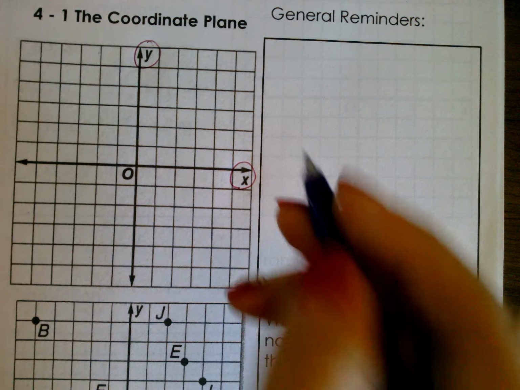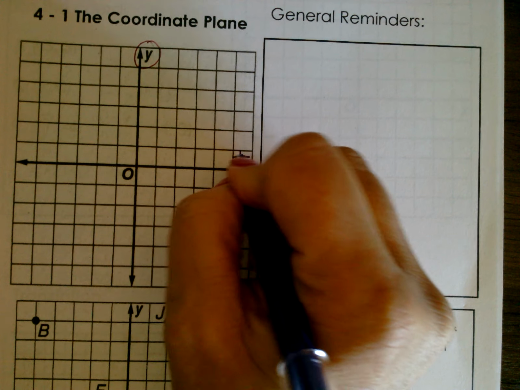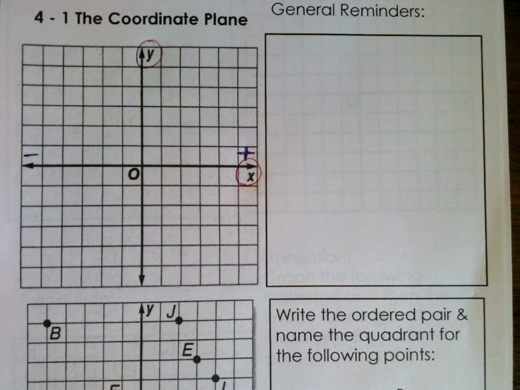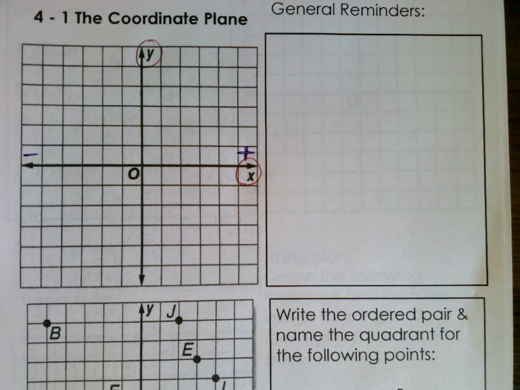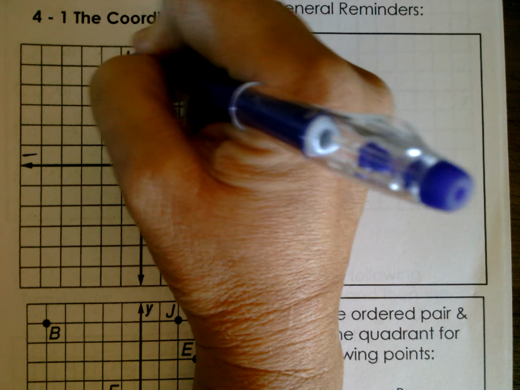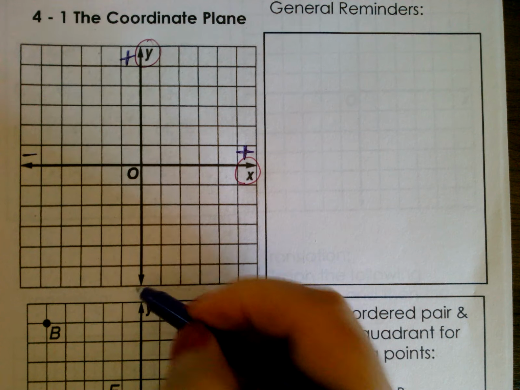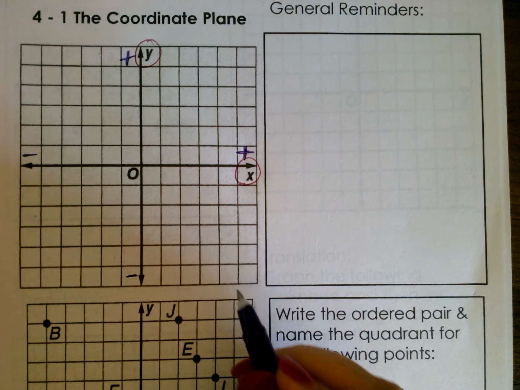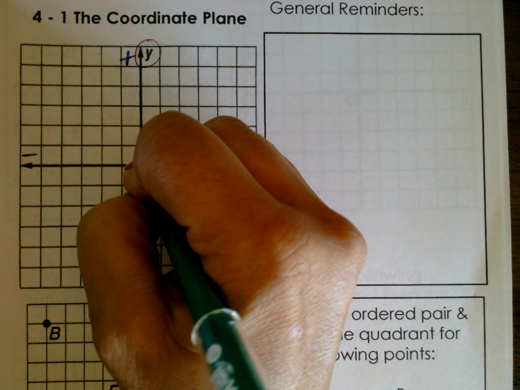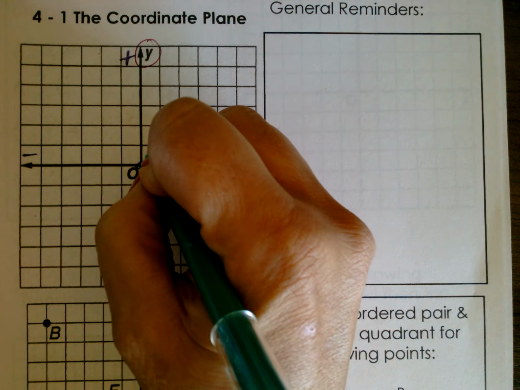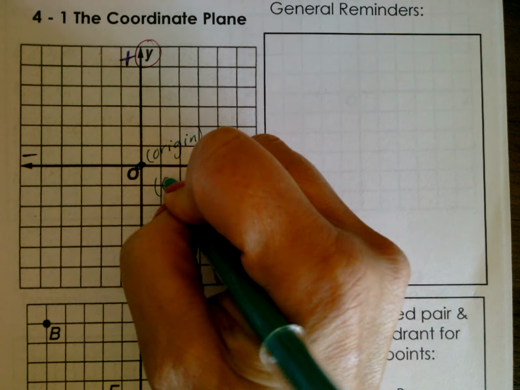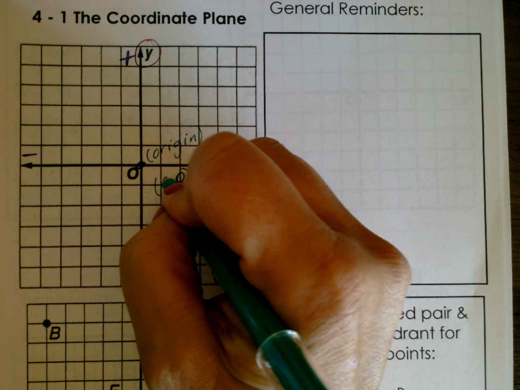When you are moving to the right, it is because the X is positive. You will move left when the X is negative. When you move up, it is because the Y is positive. You move down when the Y is a negative number. In the center is the origin. That is the ordered pair 0, 0.